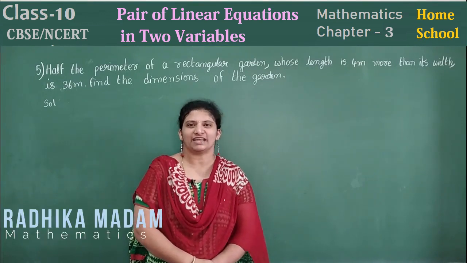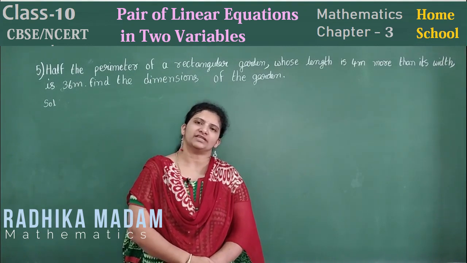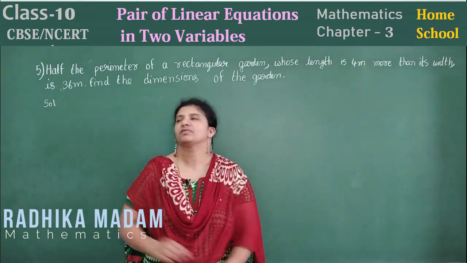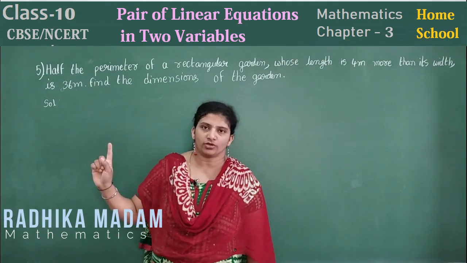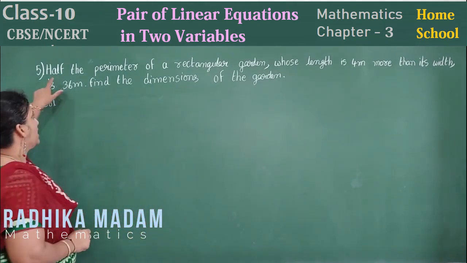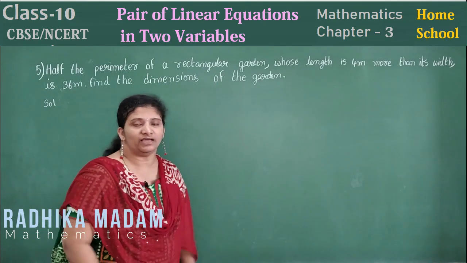This is your class 10 mathematics NCERT or CBSE board. We are in our third chapter, pair of linear equations in two variables. This is your exercise 3.2 and your fifth problem. What is this fifth problem? Half the perimeter of a rectangular garden.